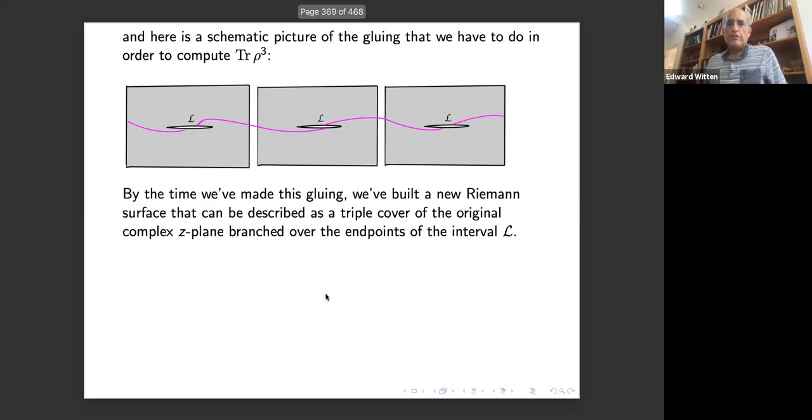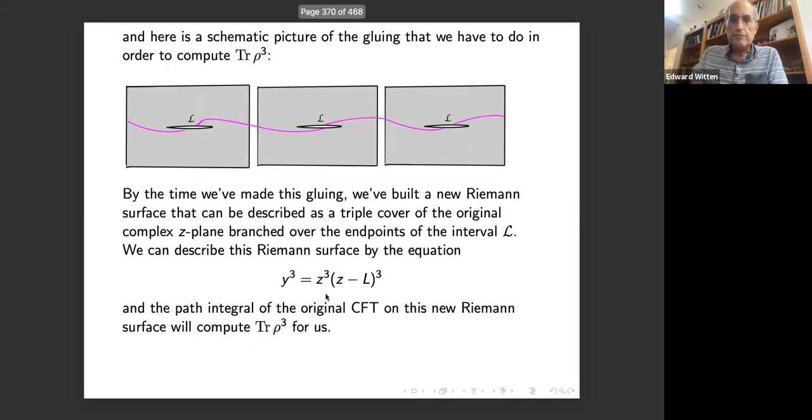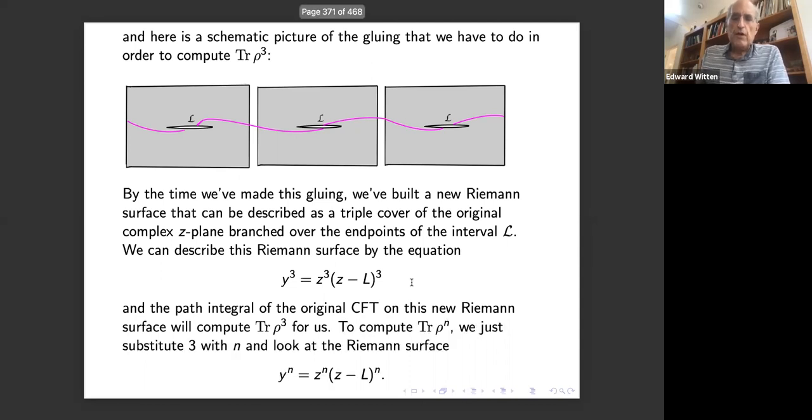By the time we've made that gluing, we've built a new Riemann surface that can be described as a triple cover of the original complex z-plane branched over the endpoints of the interval L. We can describe this Riemann surface by an equation, y cubed equals z cubed times (z minus L) cubed. The path integral of the original CFT on this new Riemann surface will compute trace rho cubed for us. To compute trace rho to the n, we just replace 3 with n.